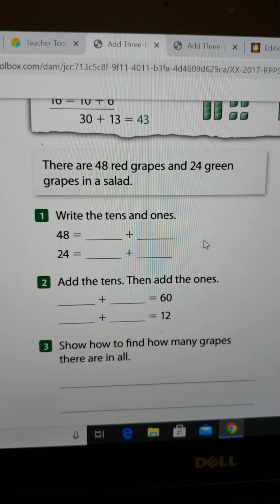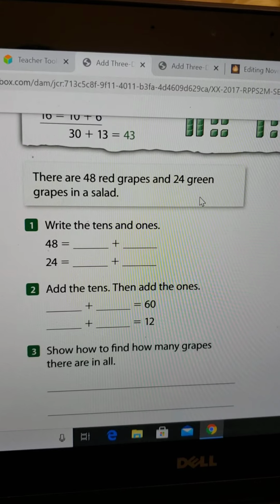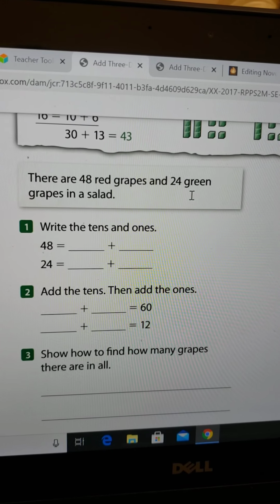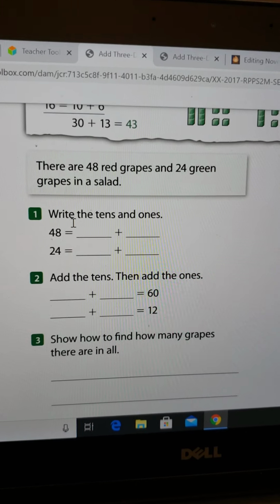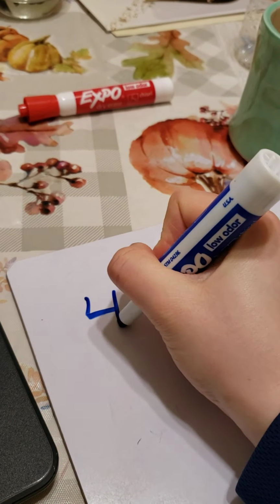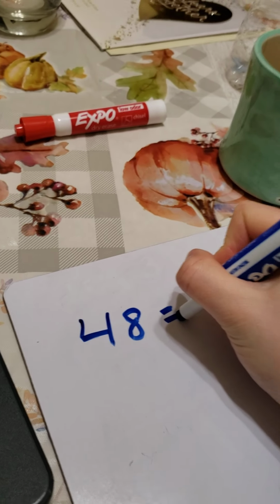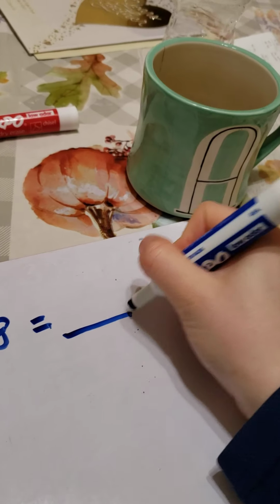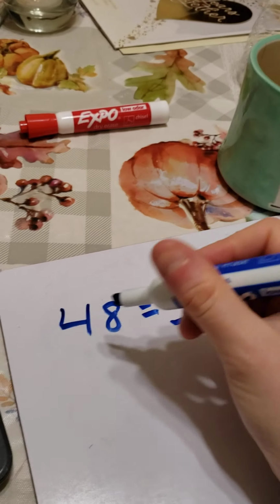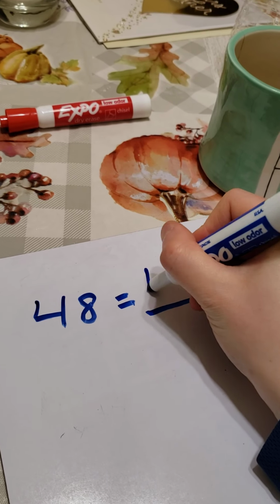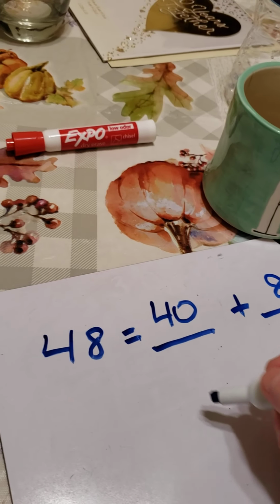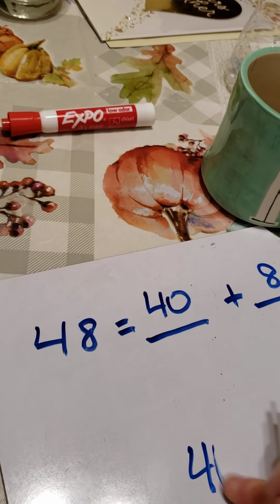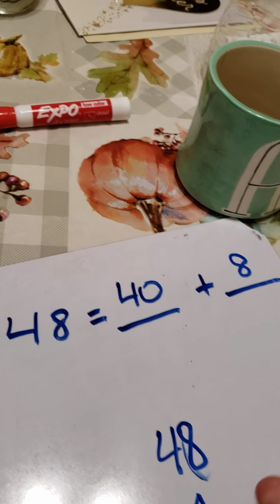So in this problem, it says there are 48 red grapes and 24 green grapes in a salad. If we're going to break that into the tens and the ones, okay, I'm going to come over here on my whiteboard and I'm going to write that over here. So 48, how many tens plus how many ones? 48, so 40 plus 8. That's the same thing as if I were bubbling. 48. Okay.